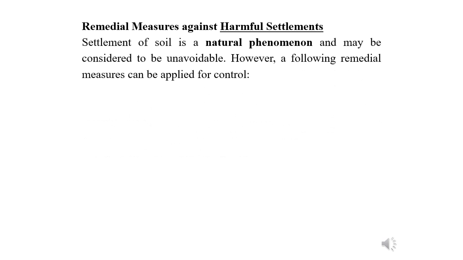Next point is how we can go for the remedial measures, how we can control the settlements. See, settlement is a natural phenomenon. It is definitely an unavoidable circumstance, but some measures we can take for the control of settlement. Removal of soft soil strata. That means wherever you are going to construct the structure, you can remove the soft soil and then you can start the construction. Use of pile foundation can also control the settlements.